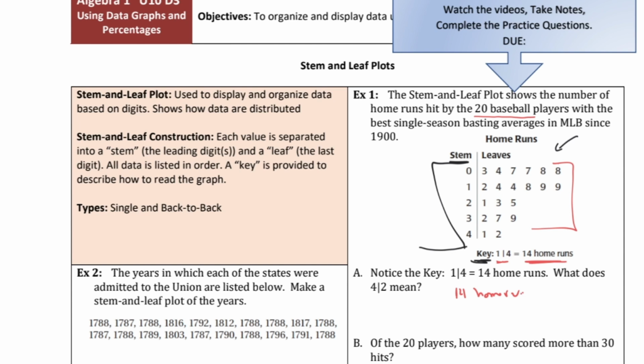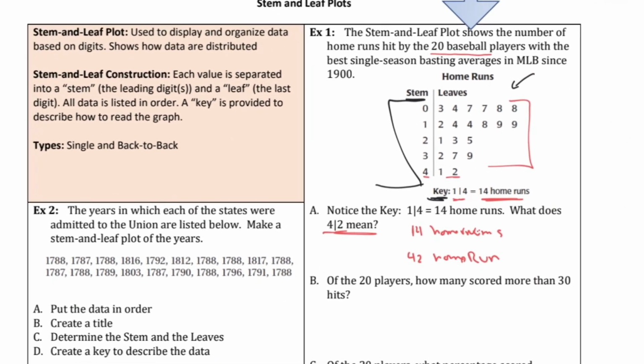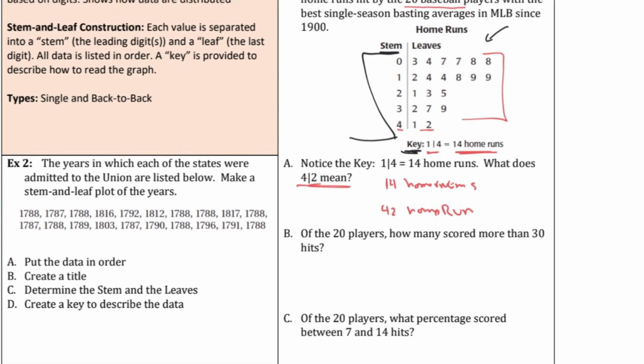Now, when you look at your stem and leaf plot again, you're asked to find what 4|2 means. The 4 matched up with the 2 means that there's 42 home runs. So home runs, there's 42 and 14. Make certain on your paper that you write down both the 42 and the 14 so that I know you're watching the video.